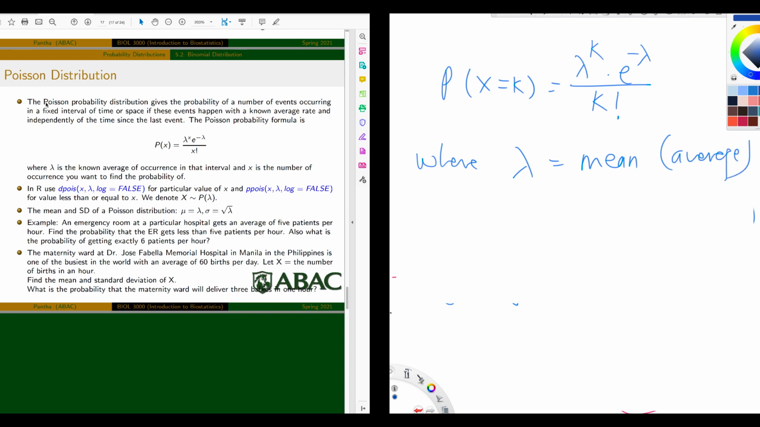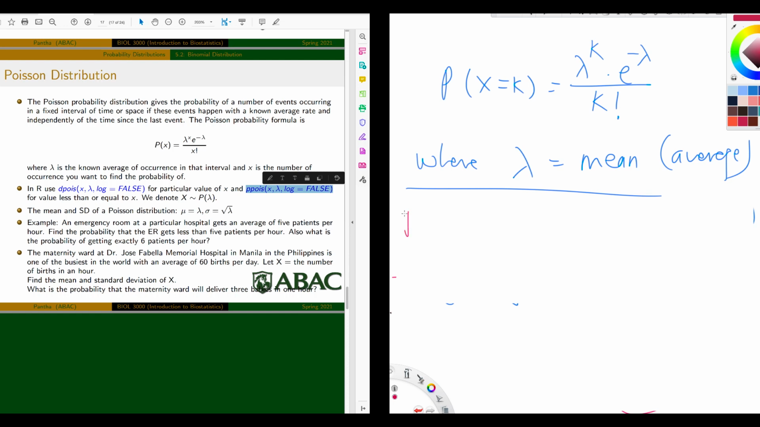Let us see that. The Poisson distribution gives the probability of the number of events occurring in a fixed interval of time or space if the events happen with a known average. Known average means lambda. And the events occur independently of the time since the last event. The Poisson formula is this, where lambda is the average occurrence in that interval and x is the number of occurrences you want to find. In R you can use dpois to find X equals k, and ppois will give you X less than or equal to k. That's the R syntax.